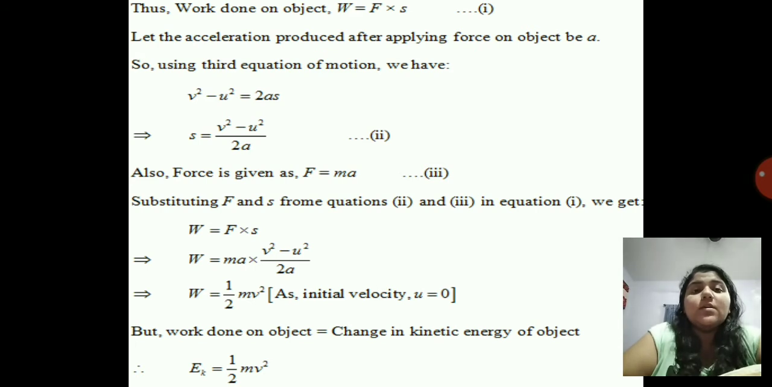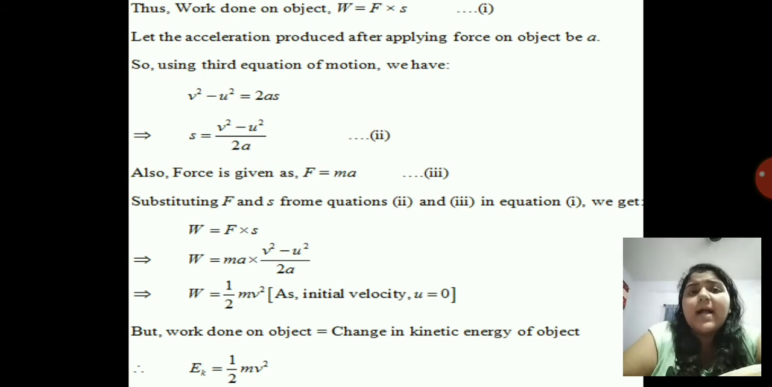Okay, so we can see over here the derivation of the kinetic energy, how it is derived to half mv square. So work done, we have seen the formula first: W is equal to F into S. Now let the acceleration produced after applying force on an object be a. Acceleration will come into action. Why? Because the object is moving now, so there is a displacement over there, so the acceleration must be there.